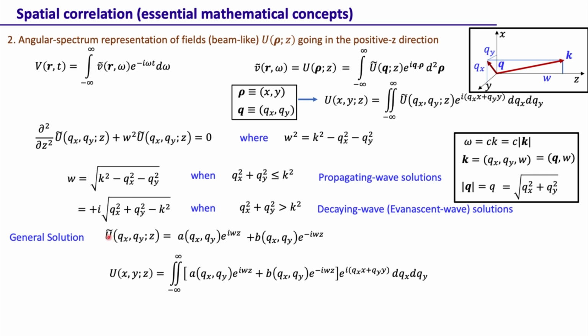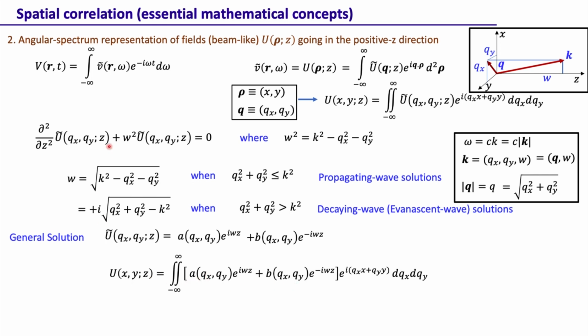So if this is a solution for u tilde of qx, qy, qz, then the u of x, y, z, we can just write as this. This is simply writing this equation by replacing this u tilde by this quantity. So that's the general solution for u of x, y, z that we have.